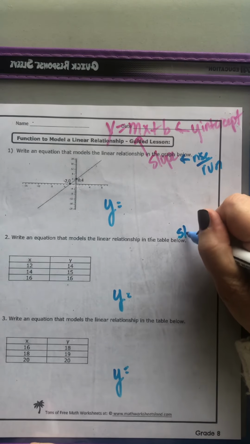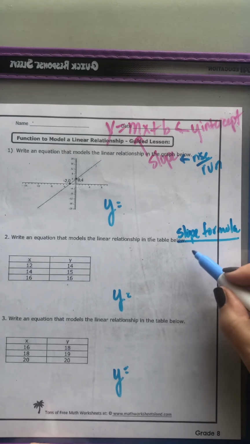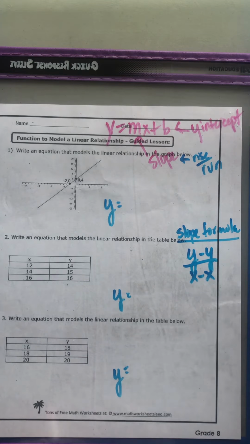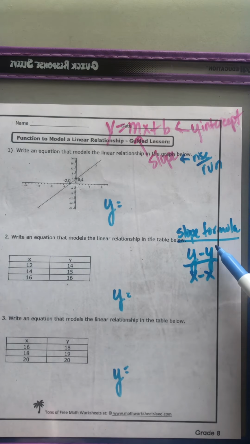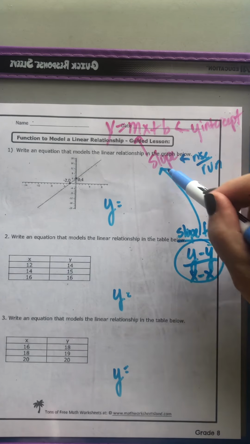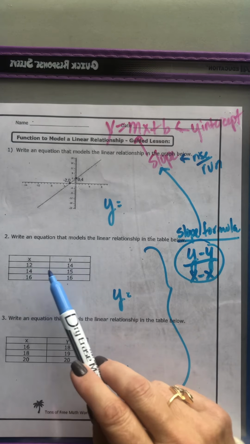So remember, the slope formula is that you take the y values and subtract them, and the x values and subtract them, and you're going to get a number. Whatever that slope works out to be, that's going to go here. So for these two problems, I would pick that.